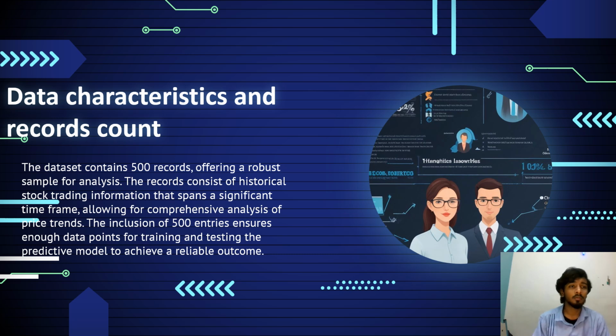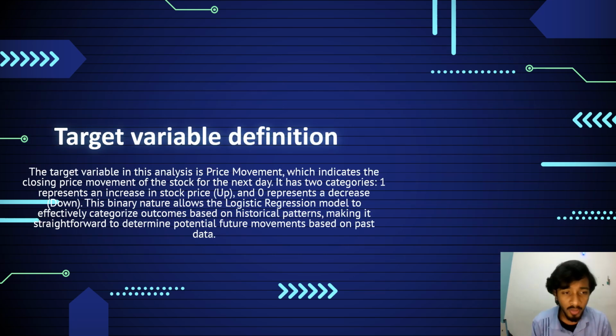reliable outcomes. Next point is target variable definition. The target variable in this analysis is price movement, which indicates the closing price movement of the stock for the next day. It has two categories: one represents an increase in stock price, meaning up, and zero represents a decrease, down.